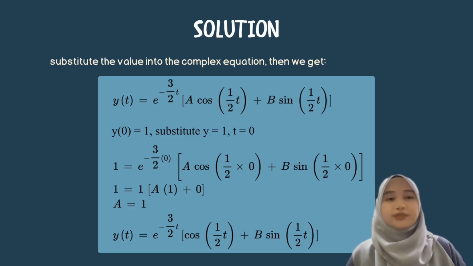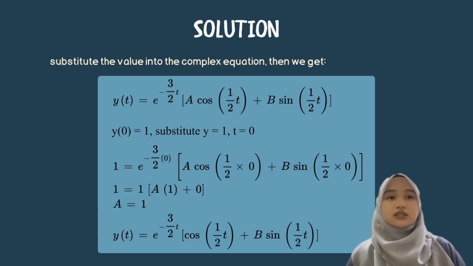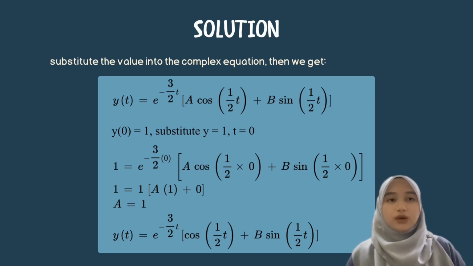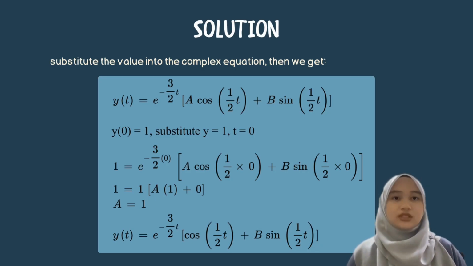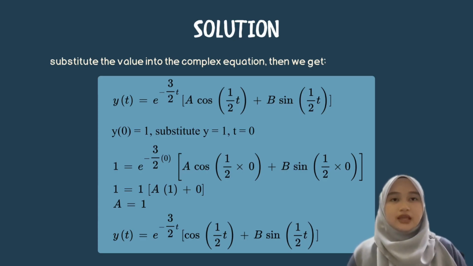After that, from the equation, we are given a condition when t equals 0. So, we move to the next step where y of 0 equals 1. We substitute this into the equation. 1 equals e to the power of negative 3 over 2 times 0 multiplied by a cos 1 over 2 times 0 plus b sin 1 over 2 times 0.